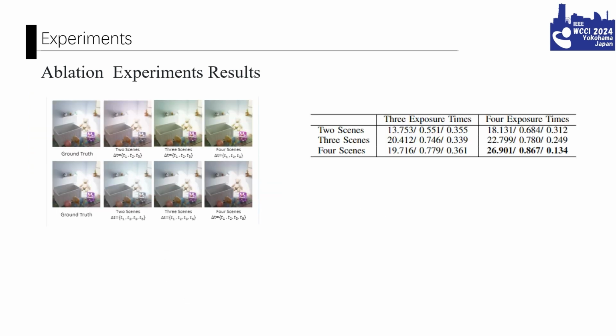The second ablation experiment is about the details of the training data set. In order to achieve the best results, we tried using different numbers of training scenes and different numbers of exposure times. Finally, we found that when the scene data is 3 scenes or more and the number of exposure times is 4, good results are achieved.